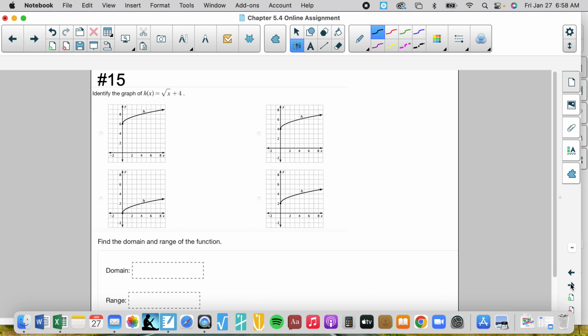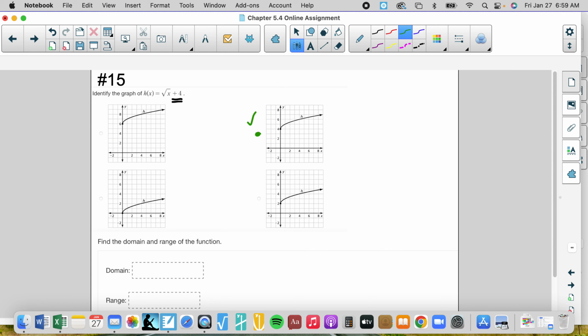Here we have the graph of h of x equals the square root of x plus 4. Remember, that's on the outside, and the outside is vertical. So we would assume that it would be going up 4. That parent would be up 4 on the y-axis. So let's not do it black. Let's do it this color. We would say that it is this graph.